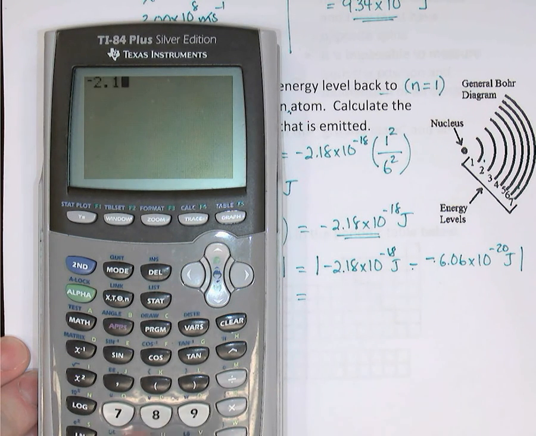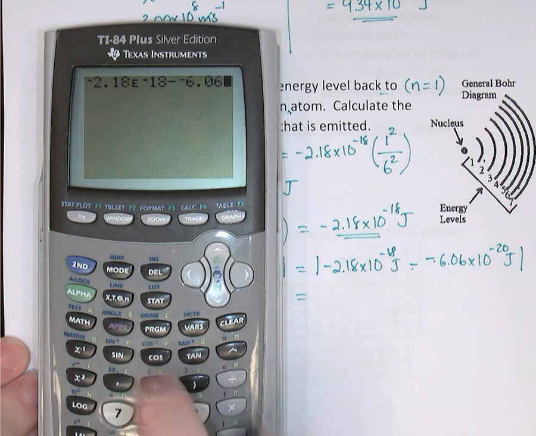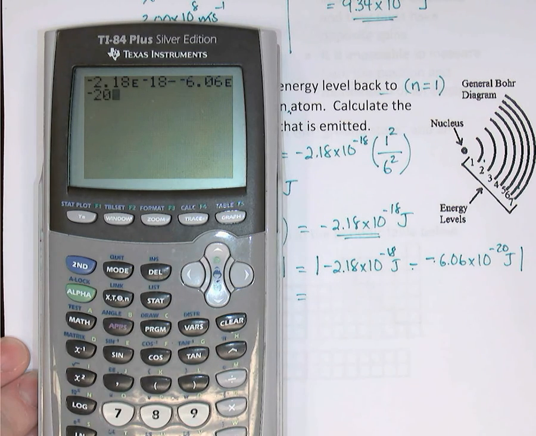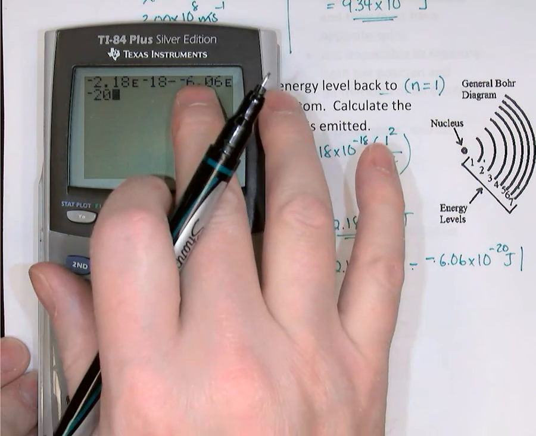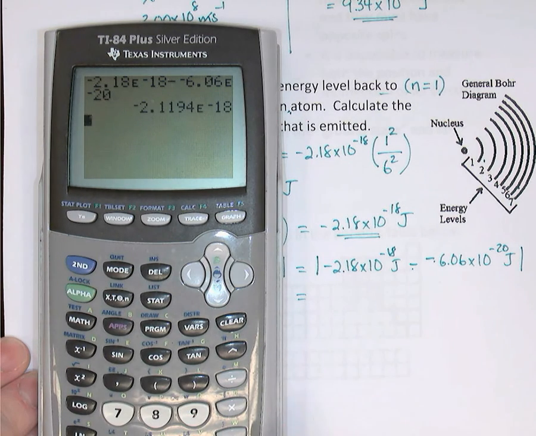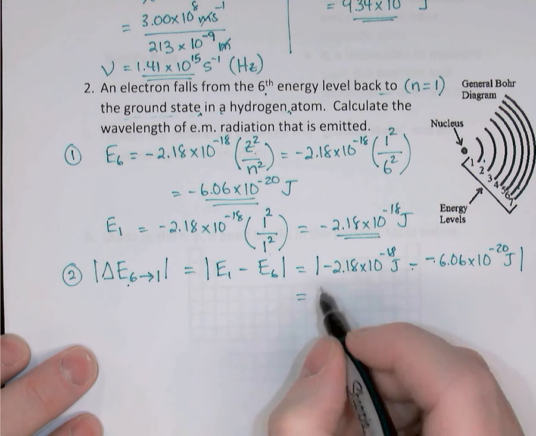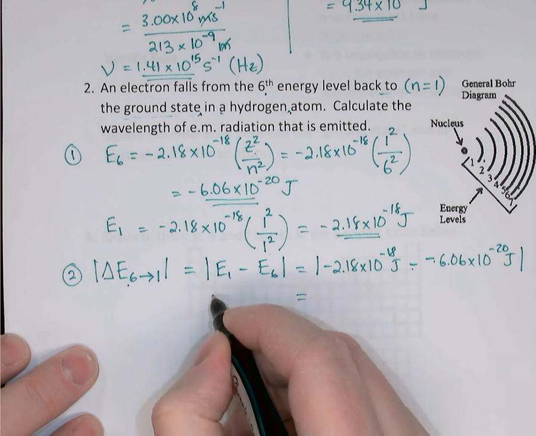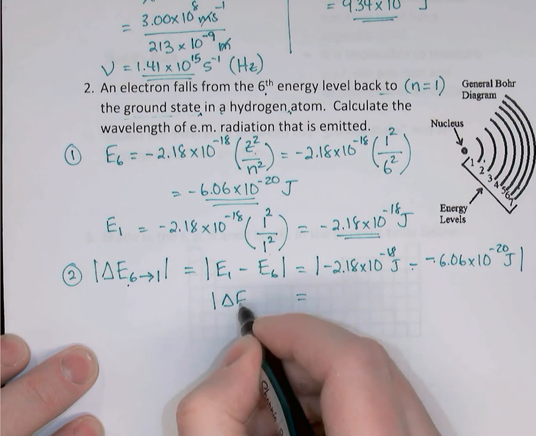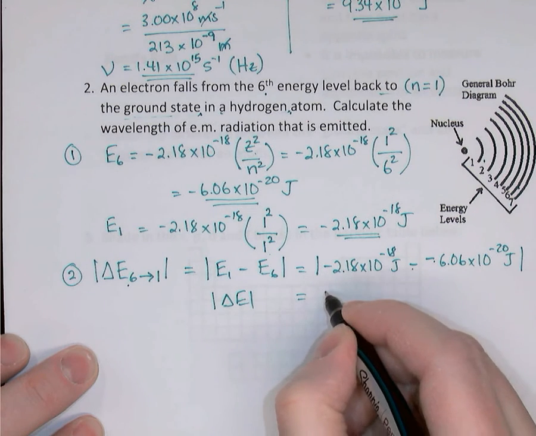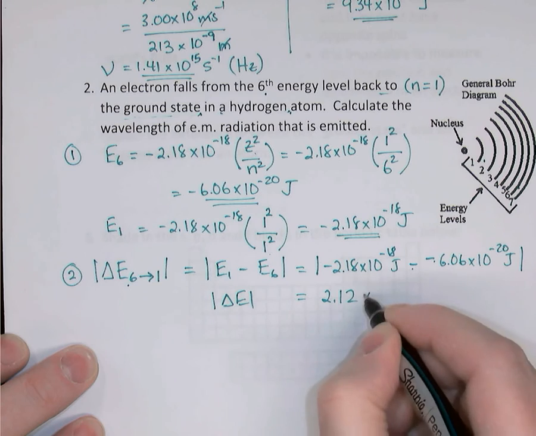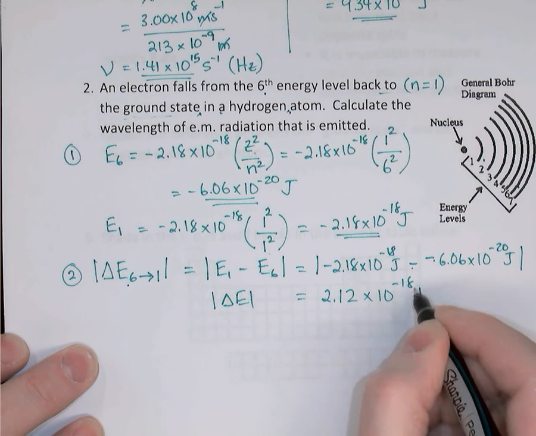So negative 2.18 times 10 to the minus 18, subtract negative 6.06 times 10 to the minus 20. And just quickly look, minus a negative, that looks right, equals negative 2.12 times 10 to the minus 18 joules. But we're going to make that positive because we're taking an absolute value. So the absolute value of delta E is positive 2.12 times 10 to the minus 18 joules.